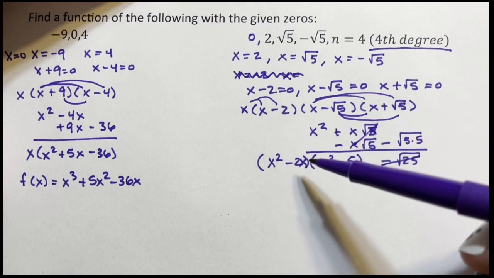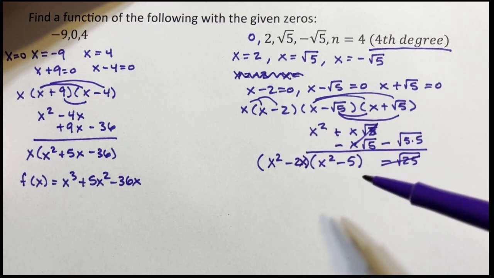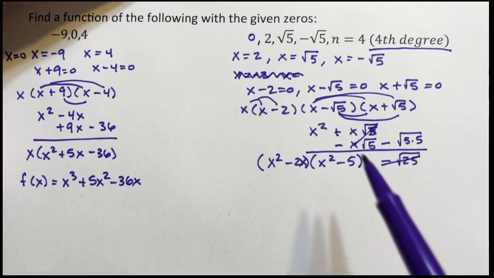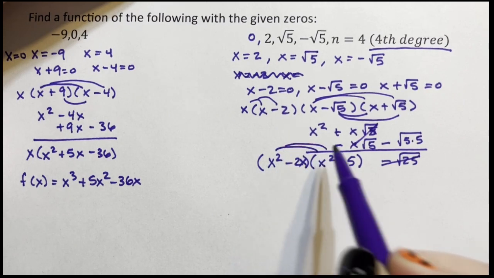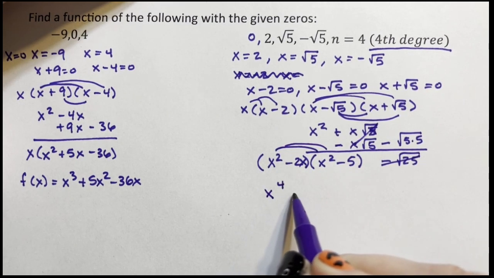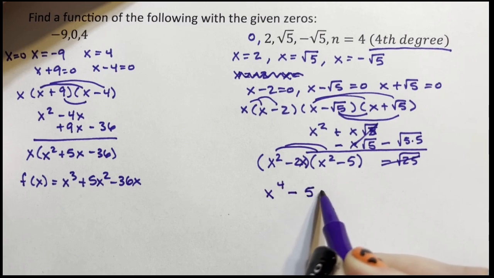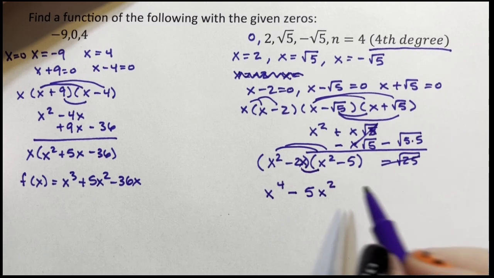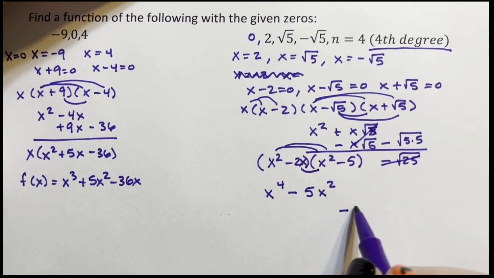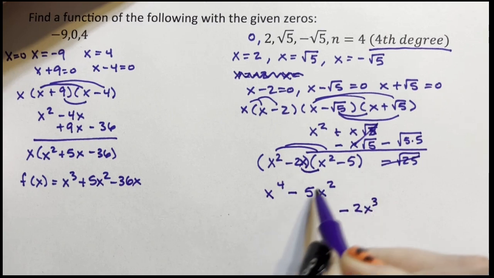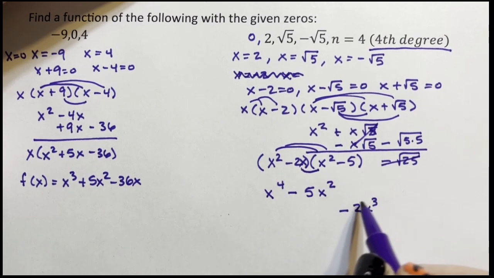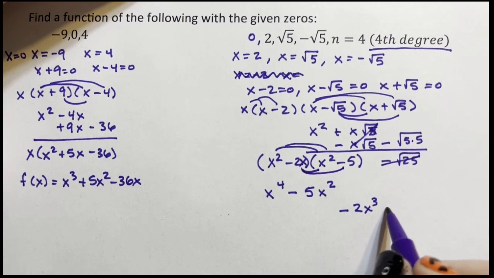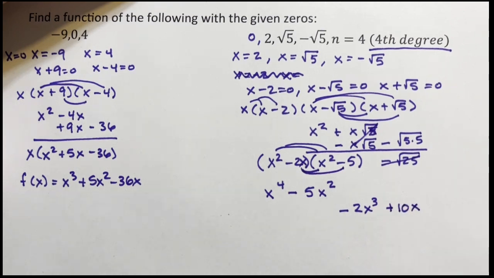So I have x squared minus 2x, x squared minus 5, and I'm going to do exactly what I did here and use that distributive property with stacking. So I'm going to bring this x squared in, and I'm going to get x to the 4th minus 5x squared. Now this is going to give me an x cubed. So I'm going to write it over here, minus 2x cubed, because the whole point of stacking is stacking up like terms, and that cubed isn't a like term. And then I'm going to get this, which is a plus 10x.